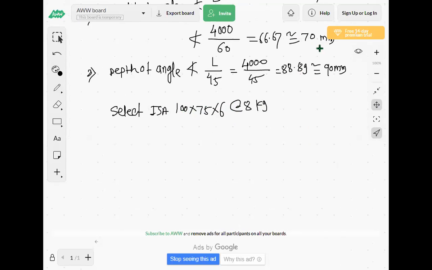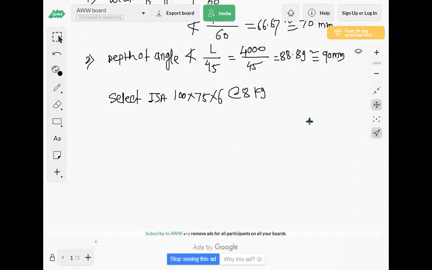Otherwise here 70 and 90 values came, so you could select as you wish 90 by 70, but you have to check whether this section is available in this table or not, because we have to find the properties again, Ixx, Cyy, from the steel table for further calculation. So we have to see in this steel table and select the section. So here 100 by 75 by 6 section we have selected.